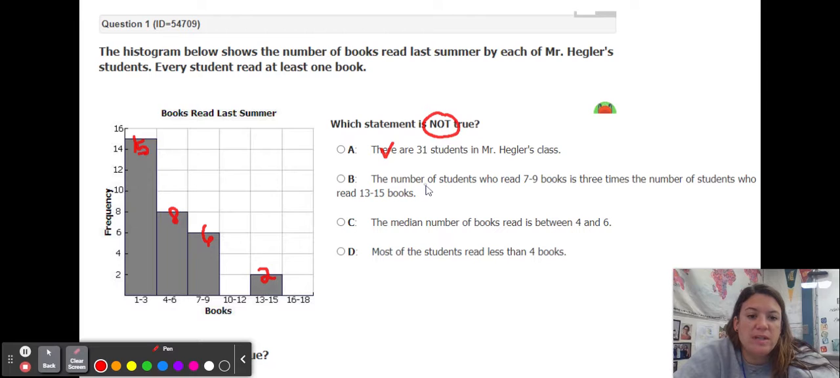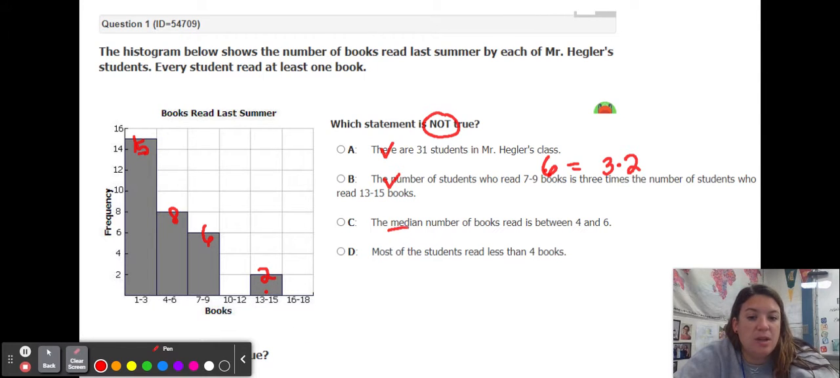The number of students who read 7 to 9, 6, is 3 times more than the number of students who read 13 to 15, which is 2. Is 6 three times more than the number of students who read 13 to 15? Yes, so that one is also true.